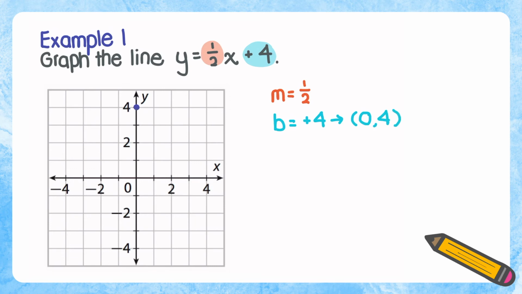On the graph, I find the y-intercept 0, 4. And from here, I'm going to rise 1 and move over 2 and put a point right there and connect the dots. So I have this line right here where my y-intercept is at 0, 4 and my slope is 1/2.